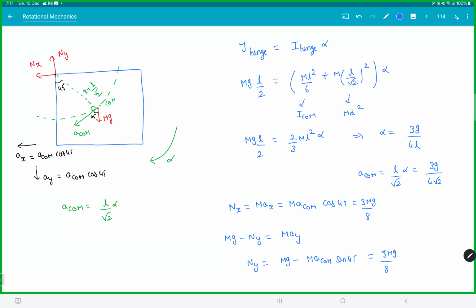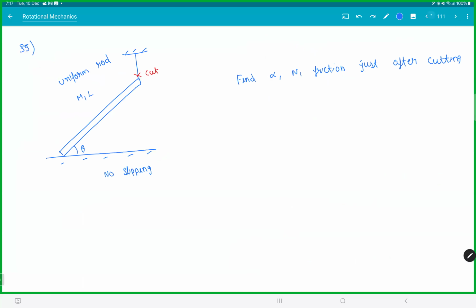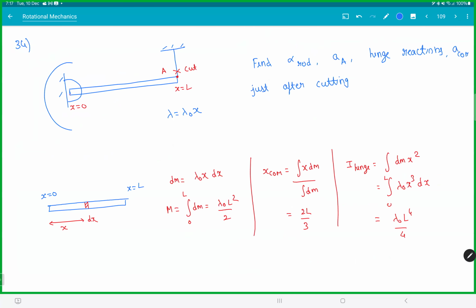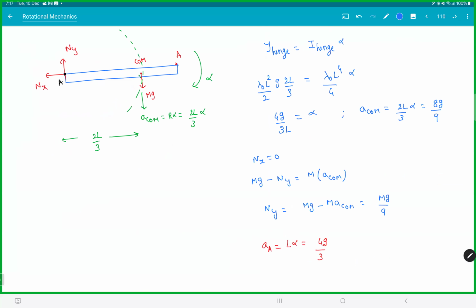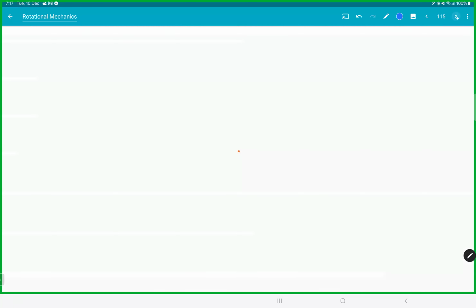All got this. Next one. Now, if you observe one thing here, all these questions we are doing so far, there is a fixed axis. There is a fixed axis rotation. These kind of problems are called fixed axis rotation. So the axis is not moving. Later on, we will see when the axis also moves.